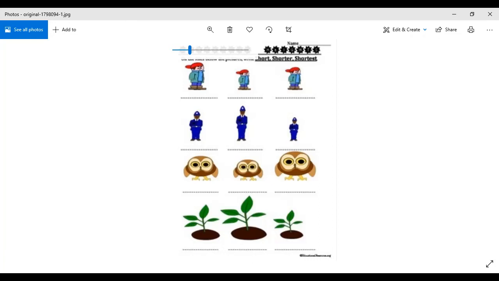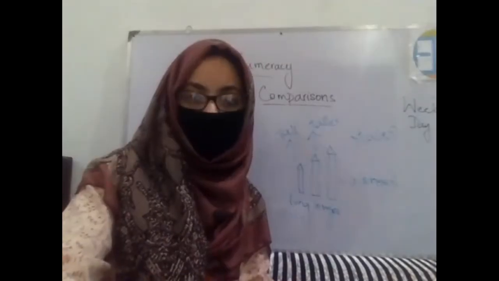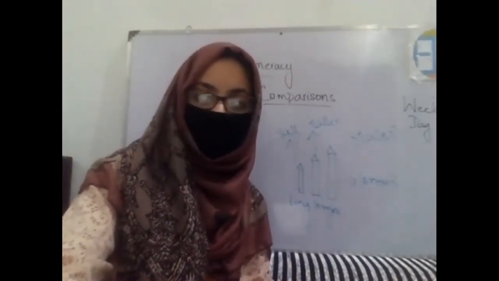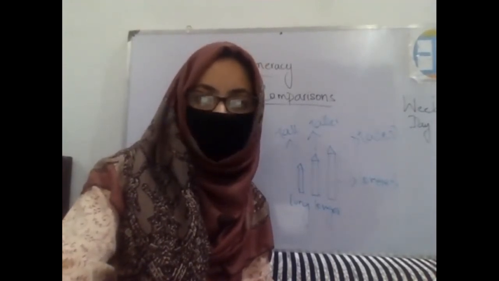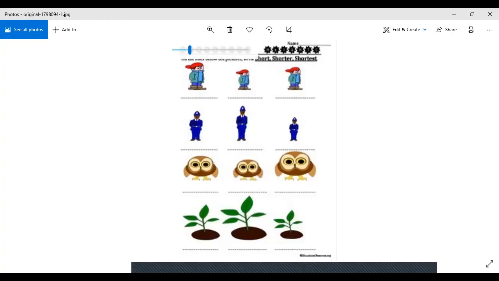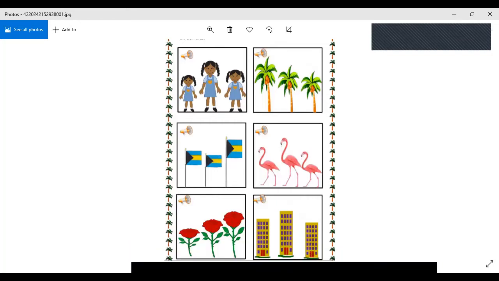Look at the plant. Which one is short? The one in the center. Then shorter, on the left hand side. And the last, shortest, the one on the right hand side. Very well done. Now I'm going to share the screen again with you. Now we will be discussing the second degree. Look at this. Now you are supposed to organize them as tall, taller, and tallest.